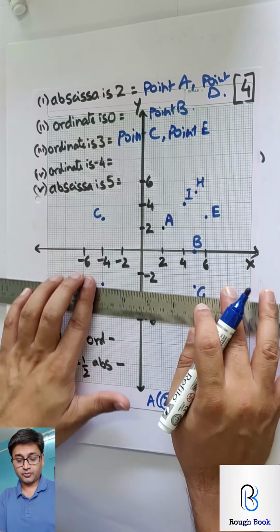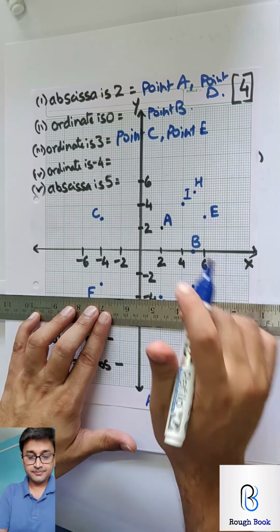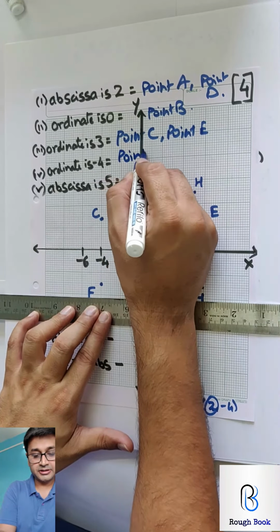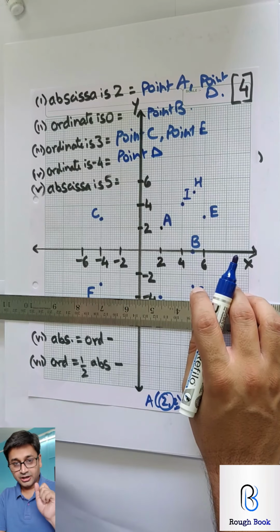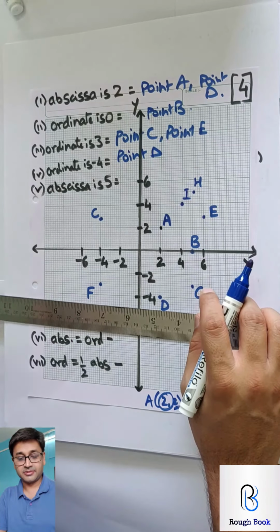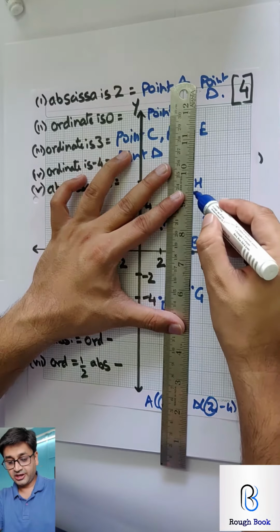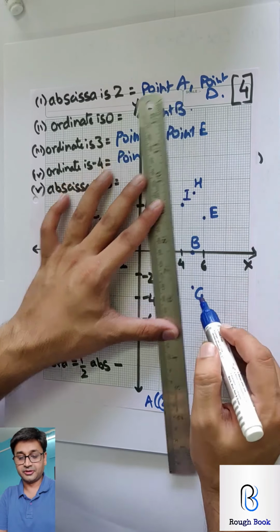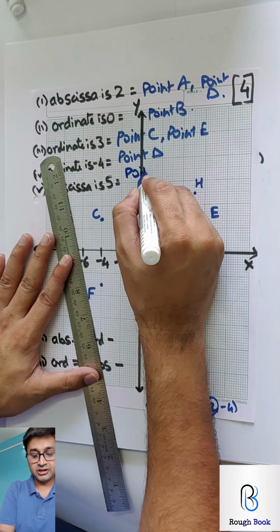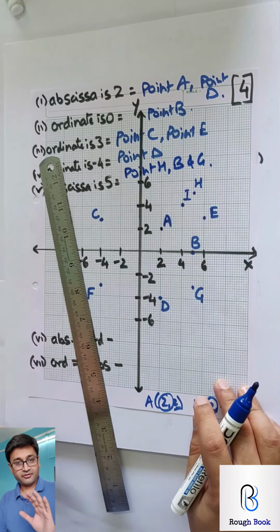Ordinate minus 4. So y axis, minus 4. I can see only one point, that is D. So I will write over here point D. Clear? Are you with me? Great job. Abscissa is 5. Abscissa means x. So x is 5. I can see H, B and G, all three of them. So write over there point H, B and G. Fair enough?